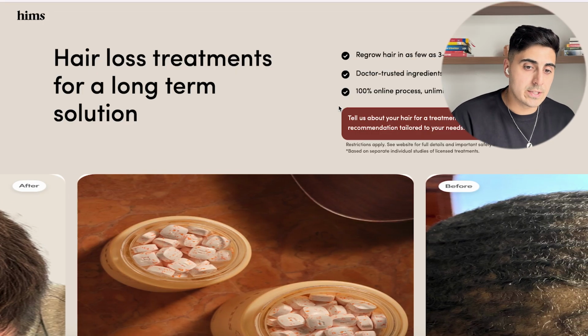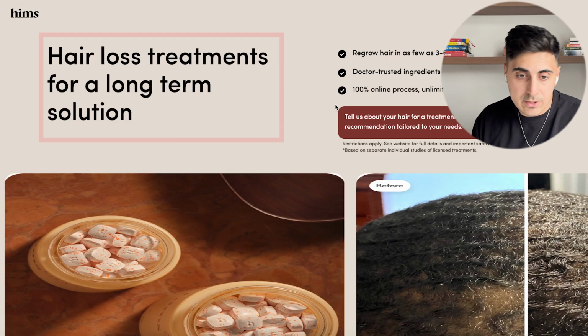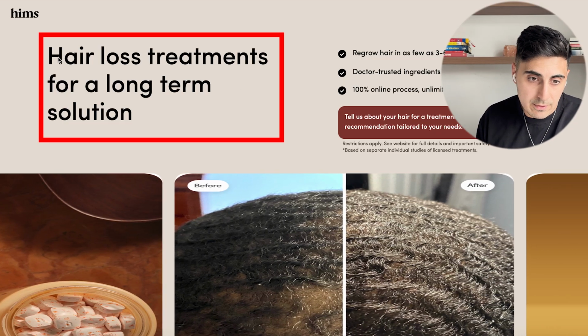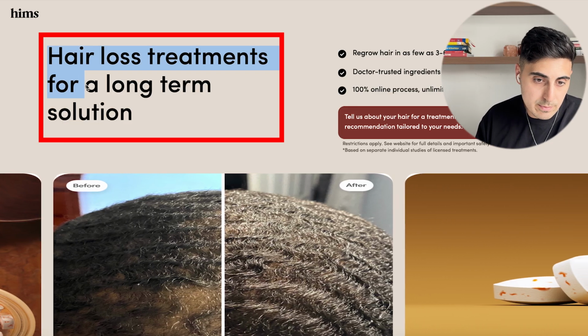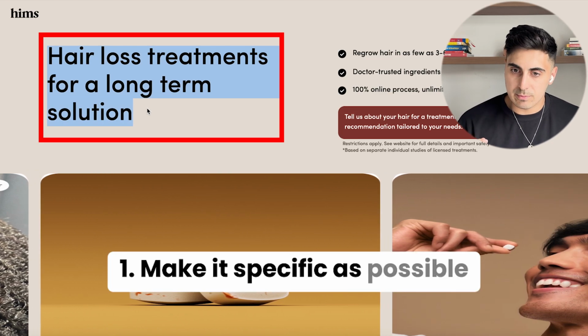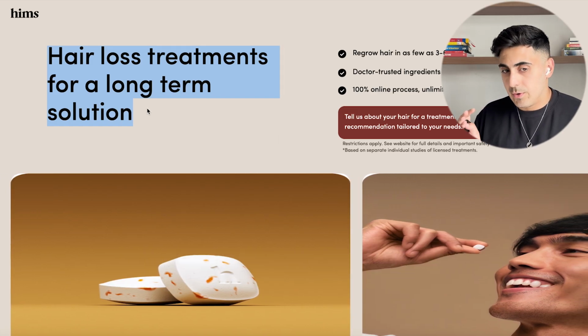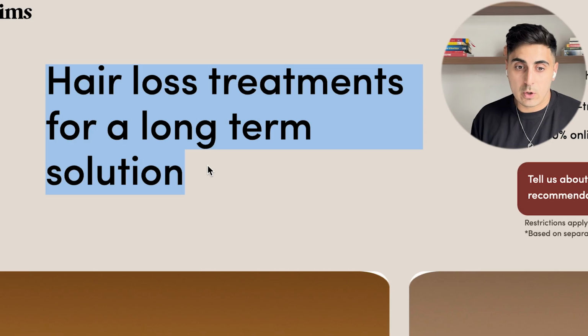Okay, so Hims is a great example of how they've done copywriting really well, and they know their customer down to a T. If you start with the opening hero section of the landing page, you've got the headline, right? And so you see hair loss treatment as a long-term solution. The idea of the headline is that you want it to be as specific as possible to really drive the motivation part of that formula. So for example, hair loss treatment for a long-term solution.